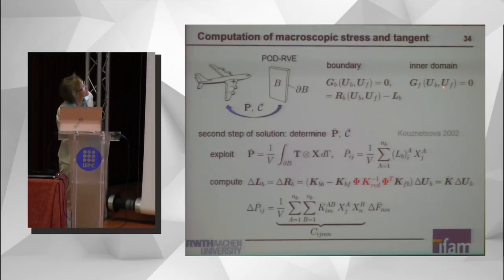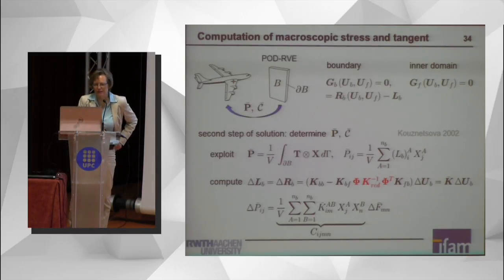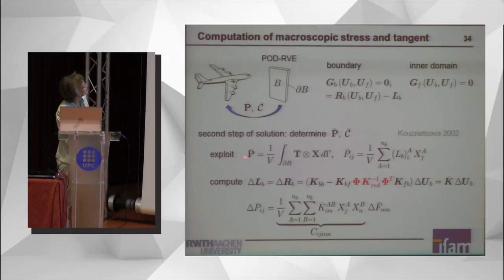Let's continue. We have now here this solution achieved. We have computed UF. UB was also prescribed. And so we have certainly here 0 in the way that we have now a load vector which comes from the prescribed boundary displacements and from the newly computed field displacements. The next issue is now to determine the averaged stress and tangent. For that, we exploit a formula which one can find, for example, in Kuznetsova 2002. So you have here the integral over the boundary, over the stress vector, and here dyadic product with the position vector x. So we can express this in this way, where the load vector LB enters this formula.